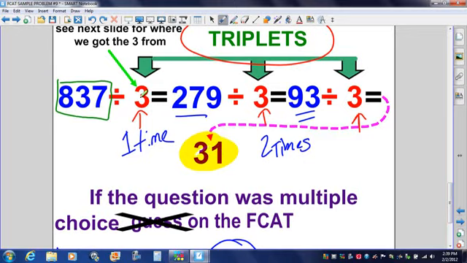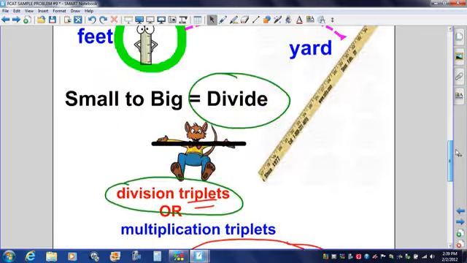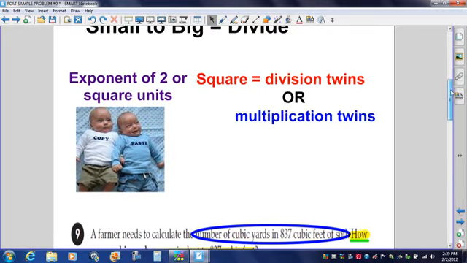Small to big, divide. Divide 3 times because the unit is cubic. Triplets. If for some reason the unit was square, then you would either divide or multiply 2 times for square units.